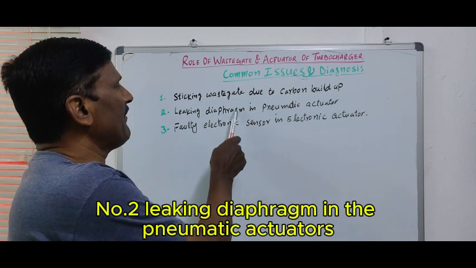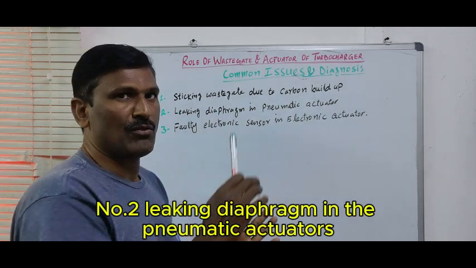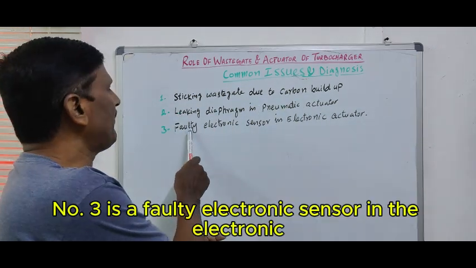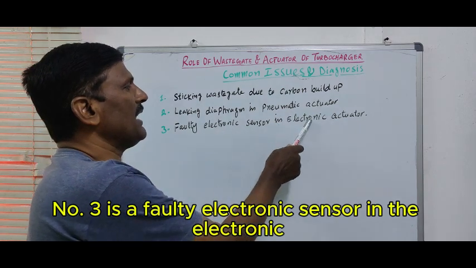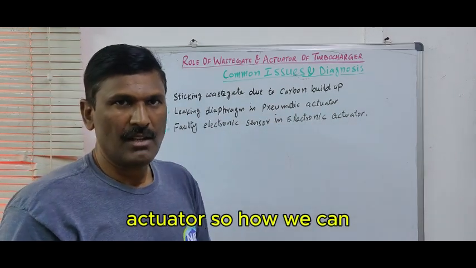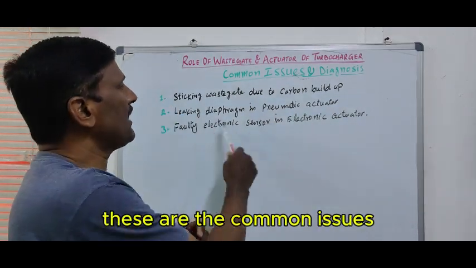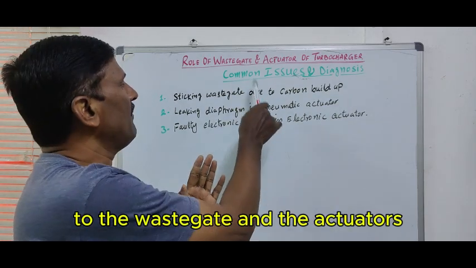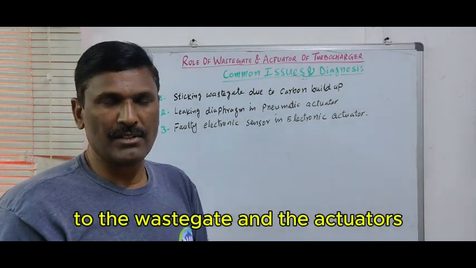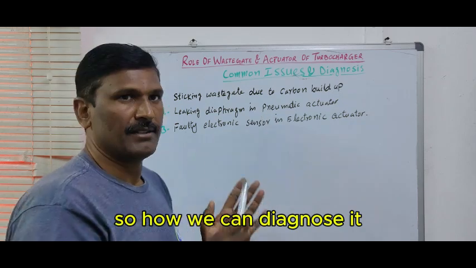Number two, leaking diaphragm in the pneumatic actuators. Number three is a faulty electronic sensor in the electronic actuator. So these are the common issues with the wastegate and the actuators. So how can we diagnose it?